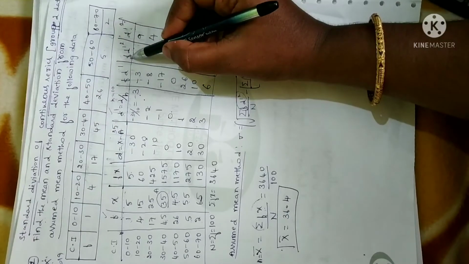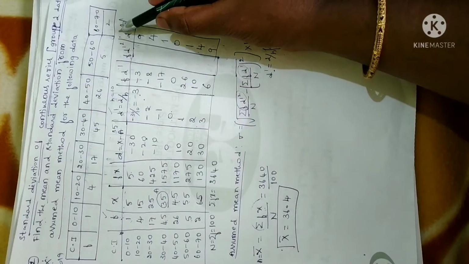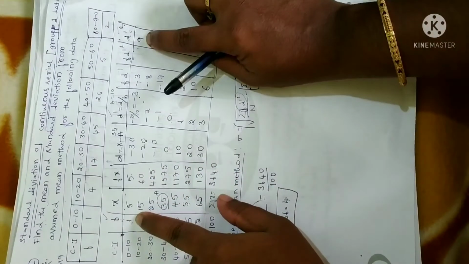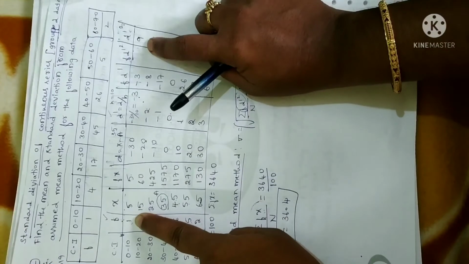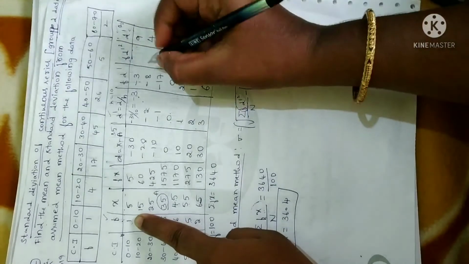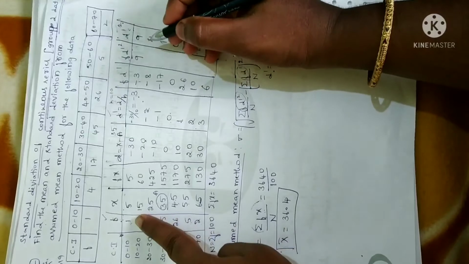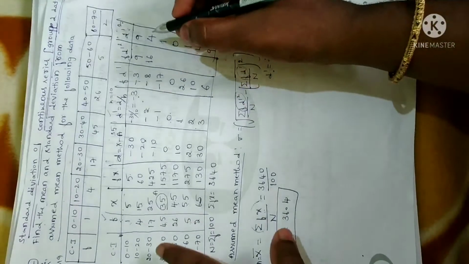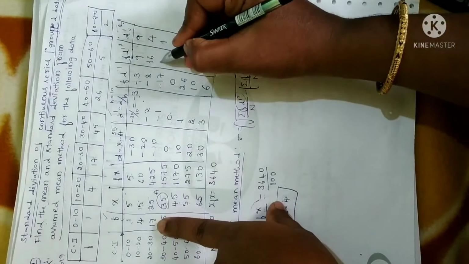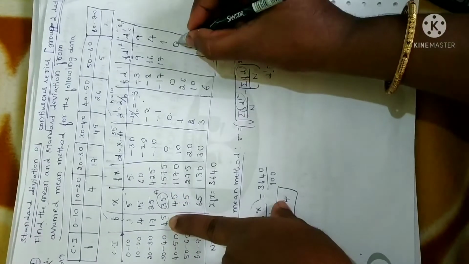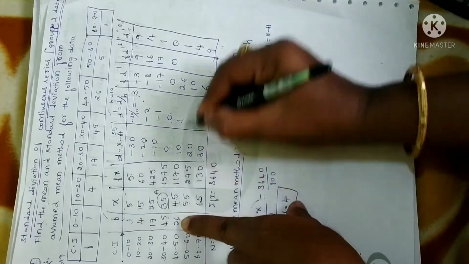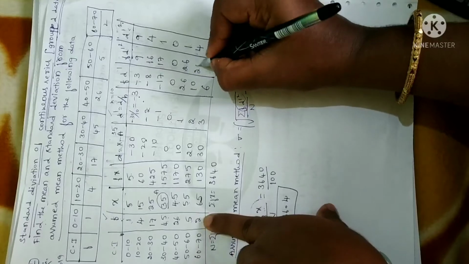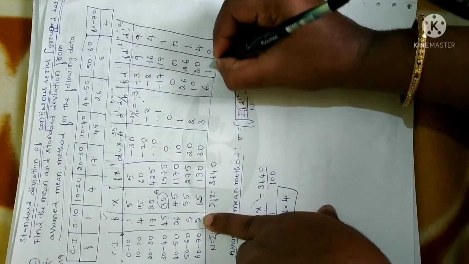Now we have to calculate f multiplied with d dash square. I have the d dash square column here and the f column here, so you have to multiply these two values. So 9 into 1 is 9. Next 4 into 4 is 16. Next 17 into 1 is 17. Next 45 into 0 is 0. Next 26 into 1 is 26. Next 5 into 4 is 20. Next 2 into 9 is 18.